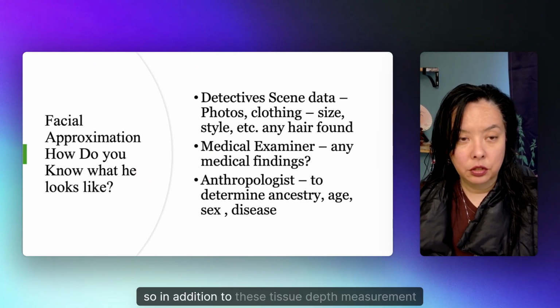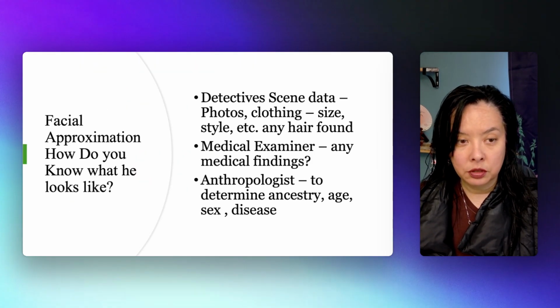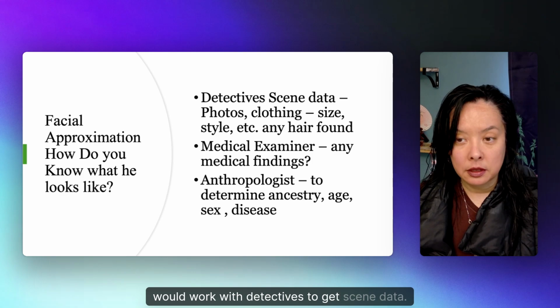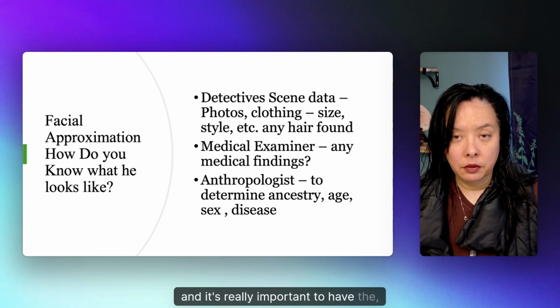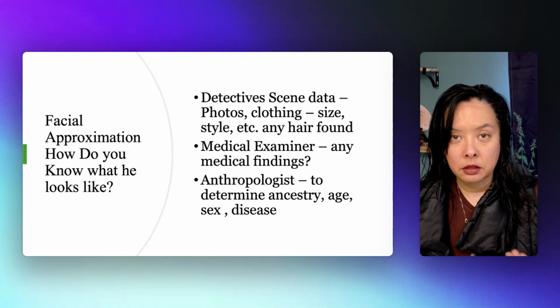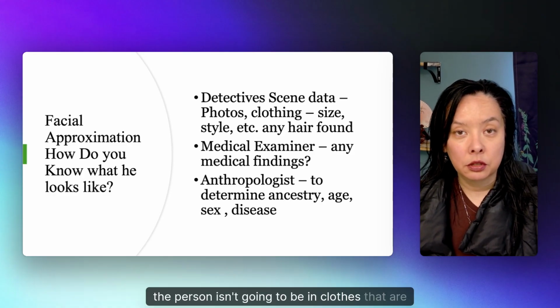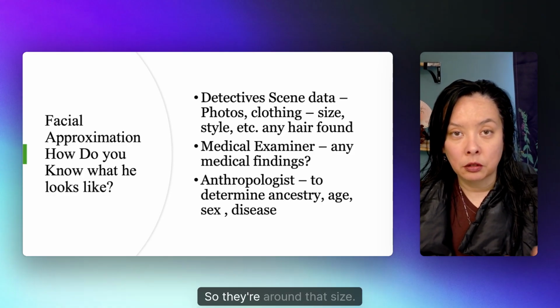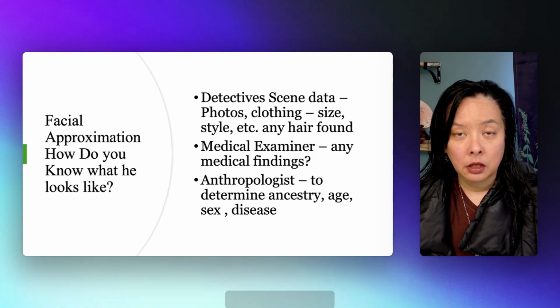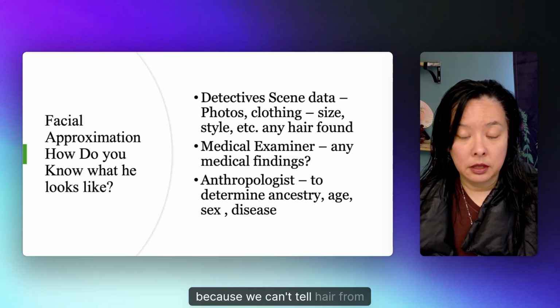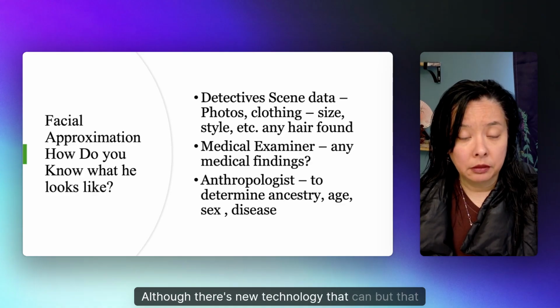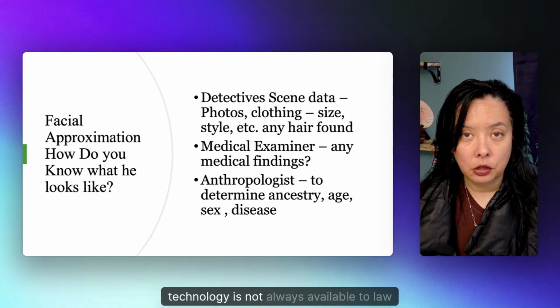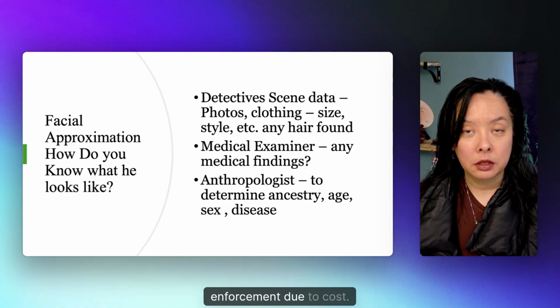So in addition to these tissue depth measurement charts, we would work with detectives to get scene data. So it's photographs, clothing, and it's really important to have the size of the clothing, because the person isn't going to be in clothes that are too tight for them generally, so they're around that size. They might be smaller. And also the hair, because we can't tell hair from a skull alone, although there's new technology that can. But that technology is not always available to law enforcement due to cost.